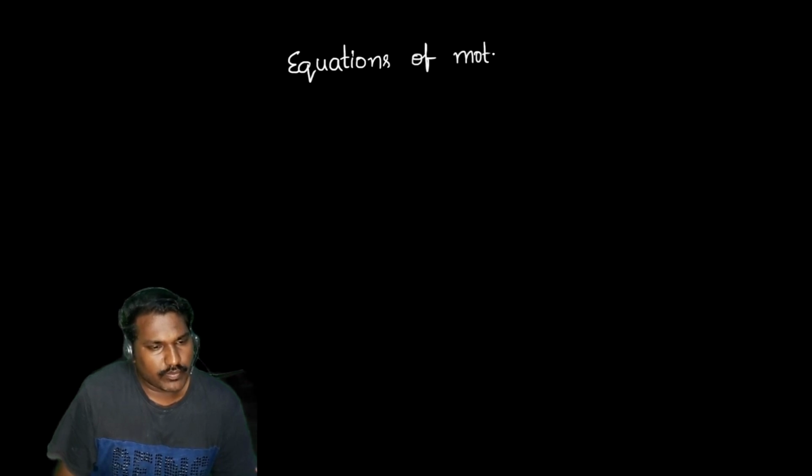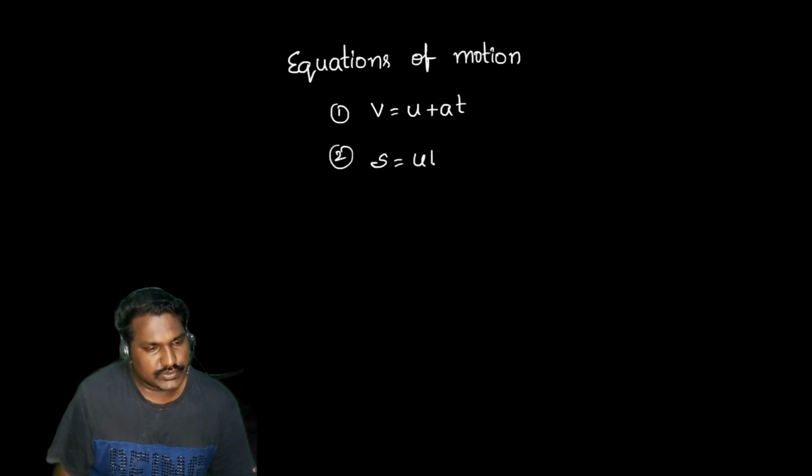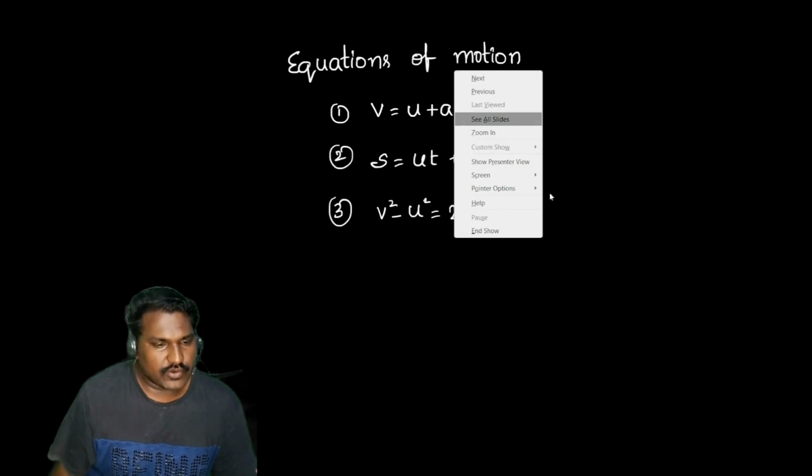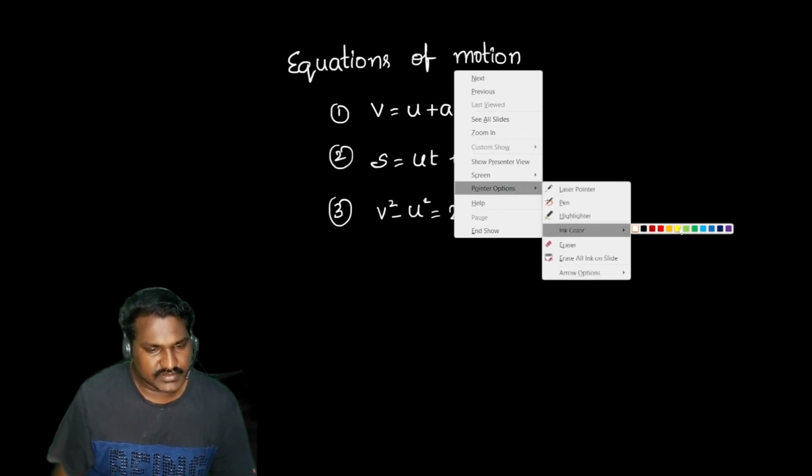Okay, so we have three equations of motion. Let me write the heading. One is v is equal to u plus at, and second is s is equal to ut plus half at square, and third is v square minus u square is equal to 2as, where I'll write the notations, or the notions of these symbols.